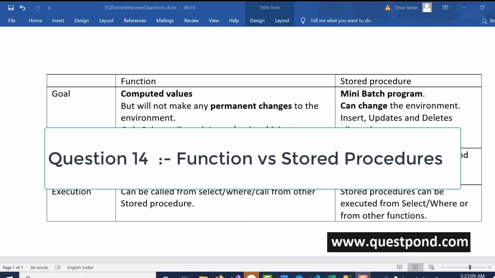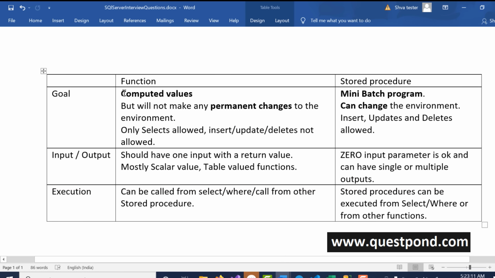What is the difference between a function and a stored procedure? The whole goal of a function is to get computed values, to do computation. For example, you have an interest calculation function, or some kind of function which does a count, a sum and an average. So its main thing is computation. And because the main theme is computation, in functions you cannot do inserts, updates, and deletes. You cannot make permanent changes to the environment.